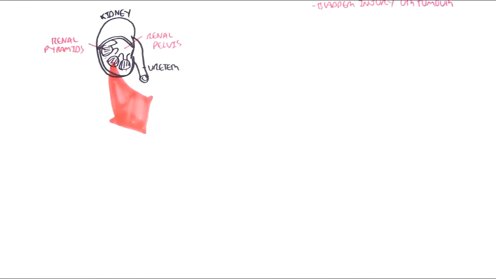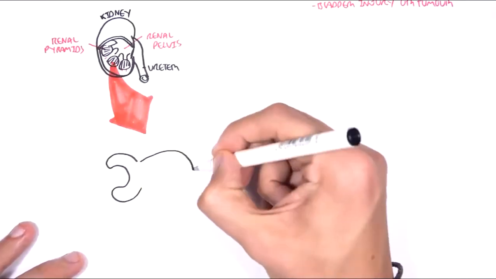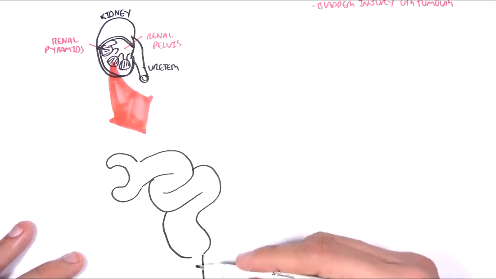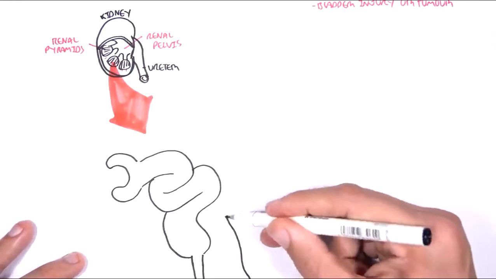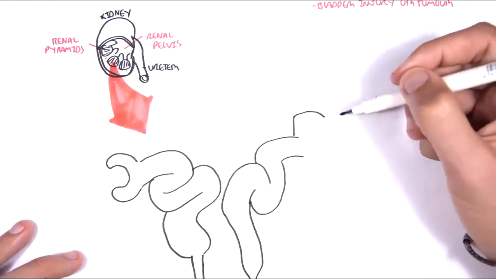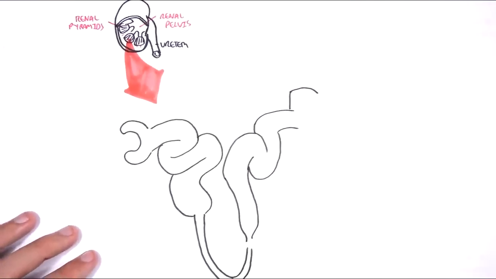So here I'm drawing one nephron. It has the head, which is the Bowman's capsule, and then we have this convoluted part called the proximal convoluted tubules, which then forms the loop of Henle, and then we have the distal convoluted tubules, and then the collecting duct.